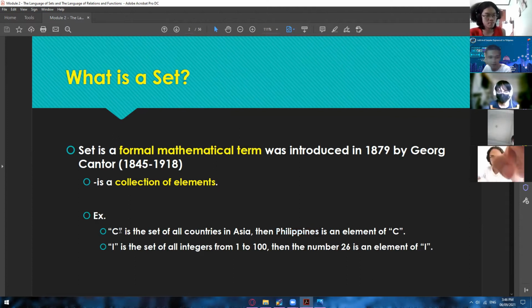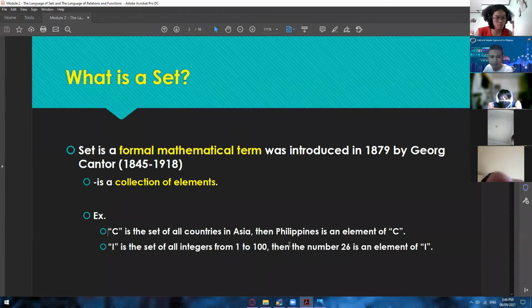This C could be changed into any letter. Mostly when we say set, it's represented by one letter. C is the perfect one here, but it could be A, B, or M, any letter that you want. Another example is I is the set of all integers from 1 to 100. Then the number 26 is an element of I. Again, I is like the title, and below it are the elements ranging from 1 to 100. One element of that is of course 26.